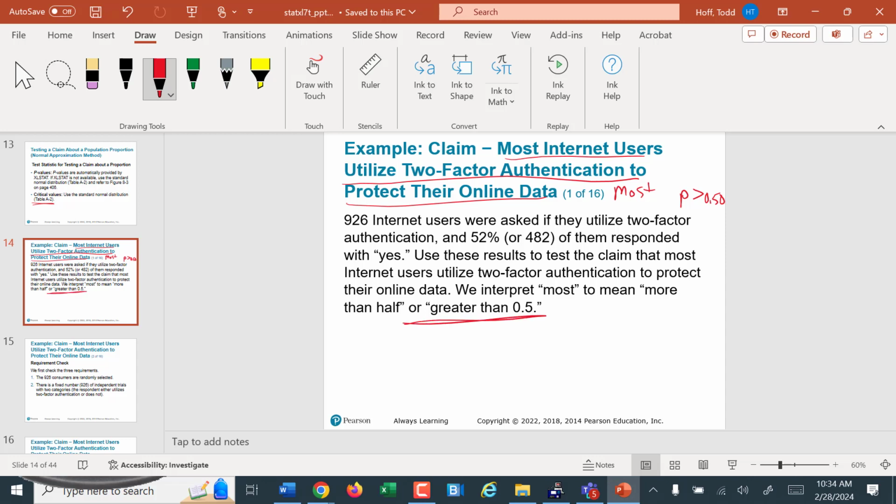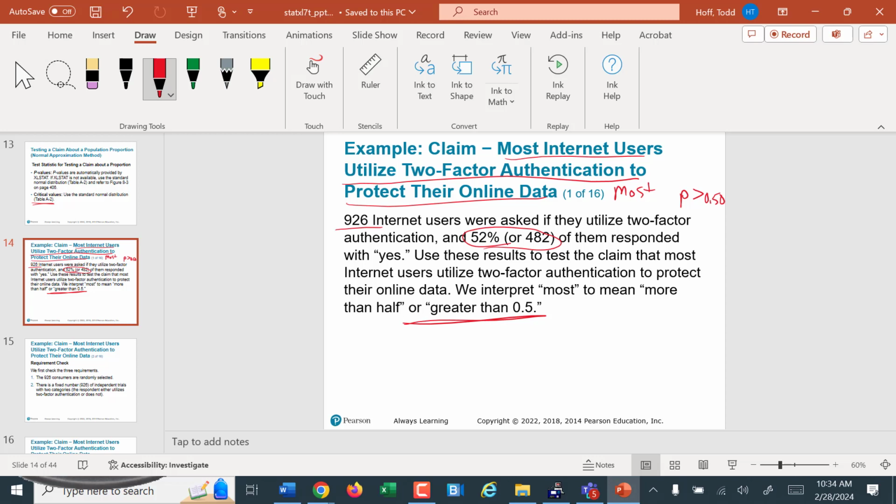Now, we had a sample of 926 users. We got 482, or 52% of them, that said they did use two-factor authentication. Well, you might be thinking, that's more than 50%, so doesn't that prove it? It does not. We could have just accidentally taken a sample that had more people in it who used two-factor authentication than what is in the actual population.